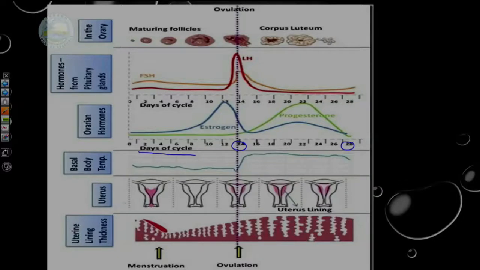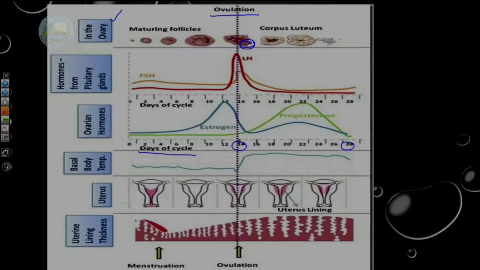So in the ovary, we have the follicle starts to develop from day 1, and at day 14, we have the shedding of the egg or the mature ovum into the fallopian tube. From day 14 to the end of the cycle, we have the development of the corpus luteum.